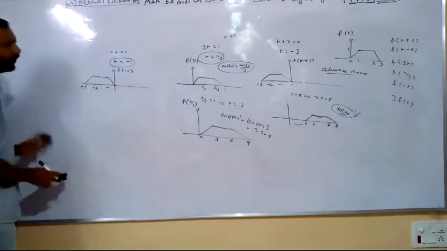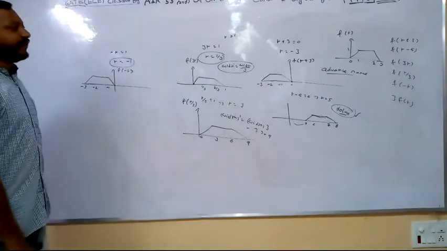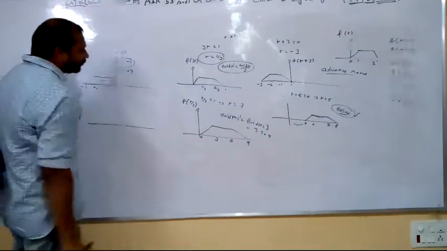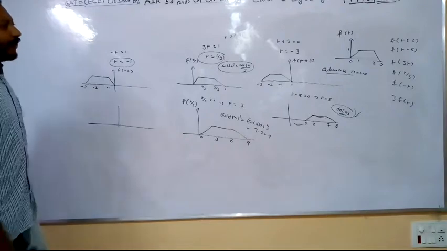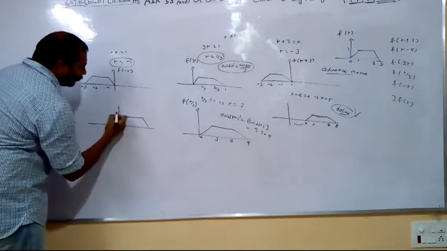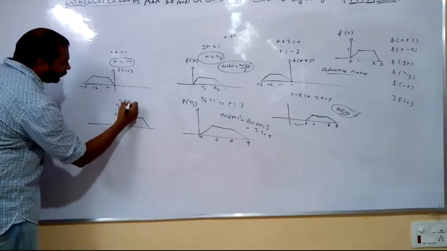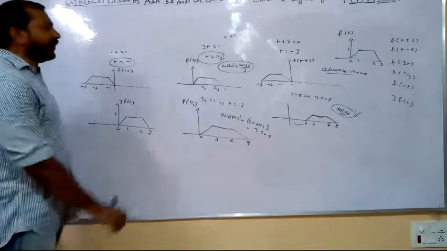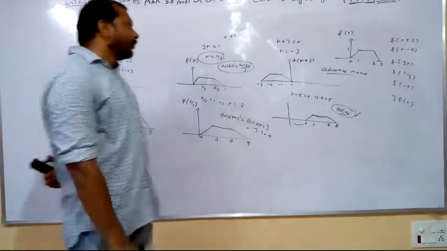Coming to the last one, 3 into u of t. That is amplitude scaling. It is not making any changes to the instances of time. This 3 into f of t simply multiplies the amplitude only. So this will become your 3 into f of t, with values 0, 3, 3, 3 at instances 0, 1, 2, 3. This is called amplitude scaling only.